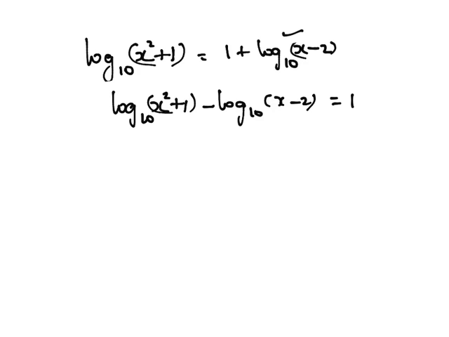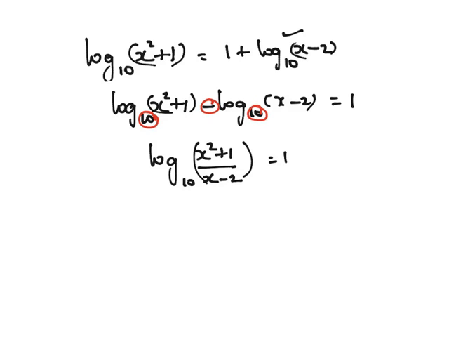You can pause the video now. Okay, so let me do it. As you can see, the bases are same and there is a minus in between, so I can use the quotient rule. So log of (x squared plus 1) by (x minus 2) to the base 10 equal to 1. Now I have to convert this into exponential form. This means (x squared plus 1) by (x minus 2) equal to 10 power 1, which is 10.